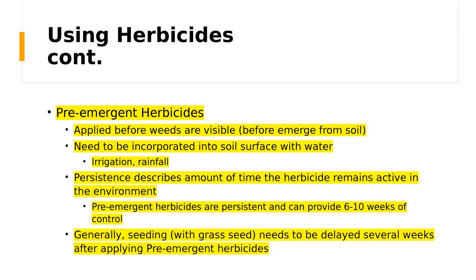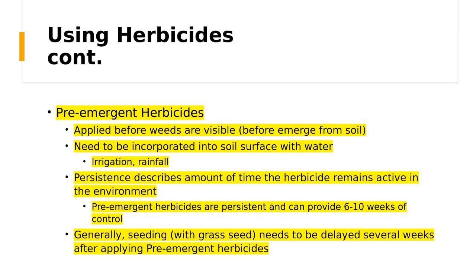And they are persistent, right? Persistence describes the amount of time that an herbicide remains active in the environment. Pre-emergent herbicides are persistent and can provide 6 to 10 weeks of control. So they are going to be in the environment for quite some time, which is nice in one aspect. And the other aspect is not so nice because now we have herbicides in our environments.